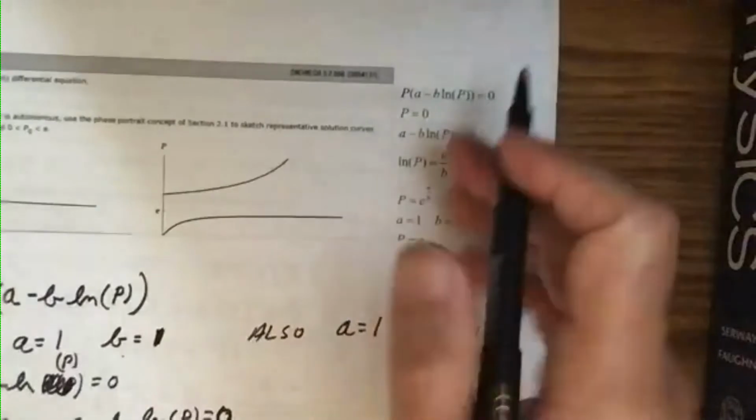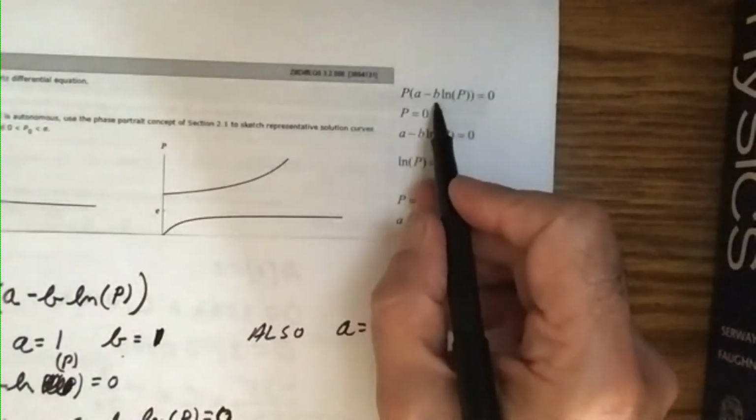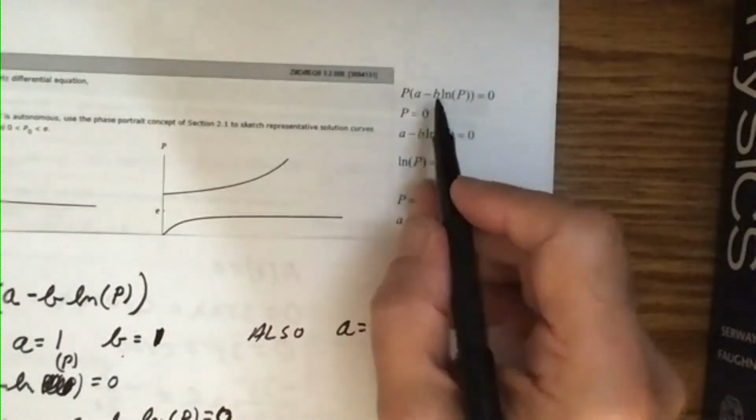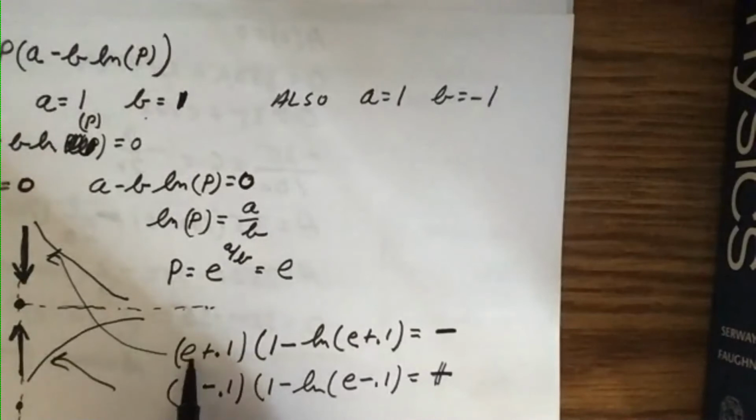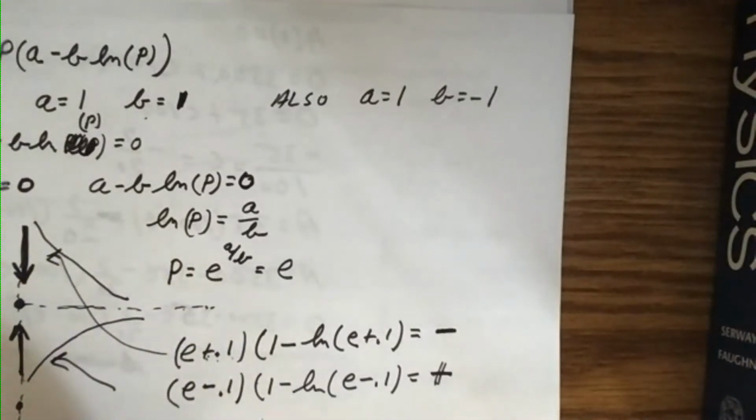Let me just finish, and then I'll answer your question. So this is A and this is B, and that's 1 and 1. So now I'm just plugging in E plus 0.1 into here, and E plus 0.1 into here. Okay, now does somebody else have a question?